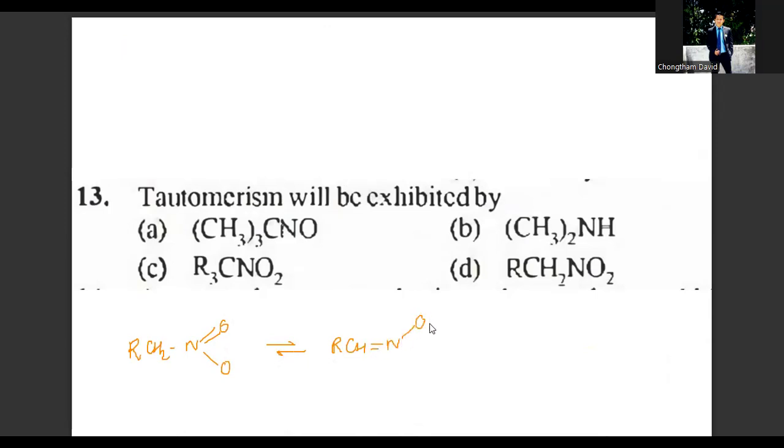If it shows tautomerism, it gives this type of structure. If the nitro compound contains alpha hydrogen, it will show the phenomenon of tautomerism. So you have alpha hydrogen here, you have tautomerism. The answer for this will be option number D. But in the case of the remaining three, you will find there is no alpha hydrogen. Whenever alpha hydrogen is present, you have this phenomenon.